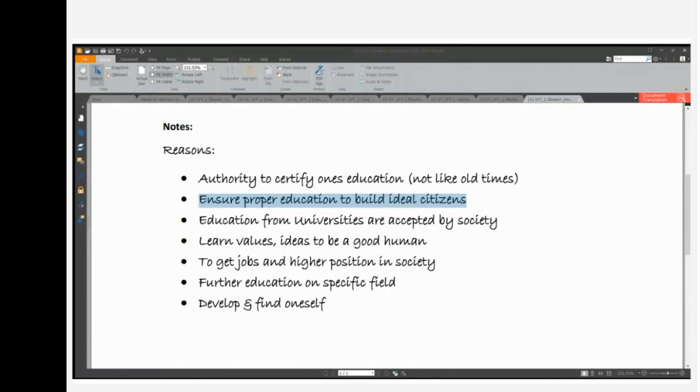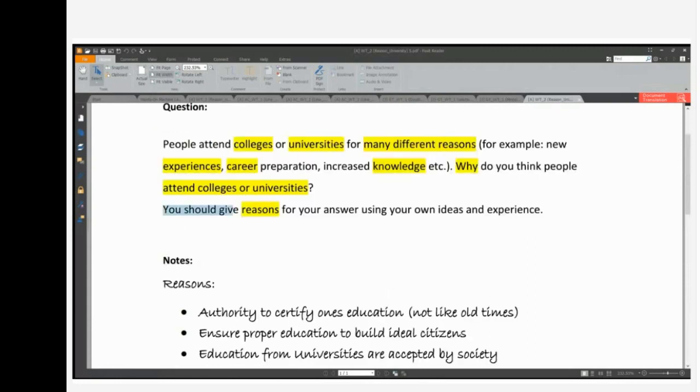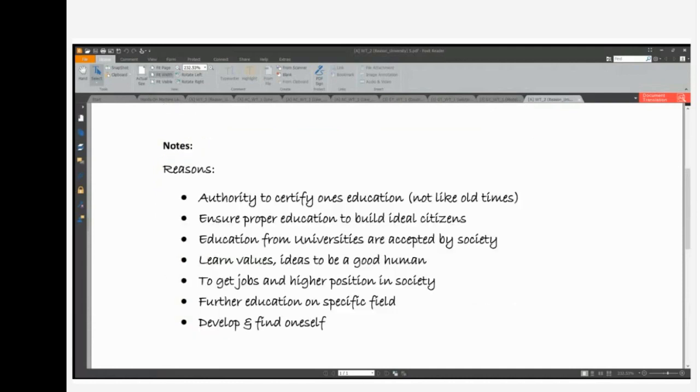Now we are going to describe the third point, which says education from universities are accepted by the society, and the fourth point, that learn values ideas to be a good human. So how can we explain the point? Remember, in the question it says you should give reasons for your answer using your own ideas and experiences. So obviously you just can't put an idea or a point and just leave it like that. You need to explain why you are actually writing this thing.